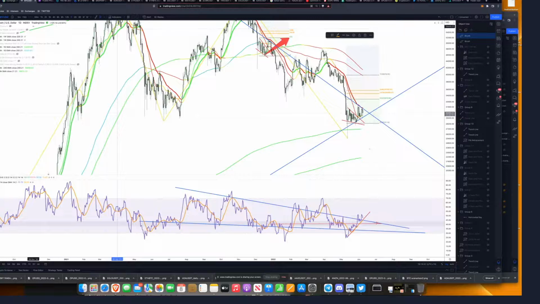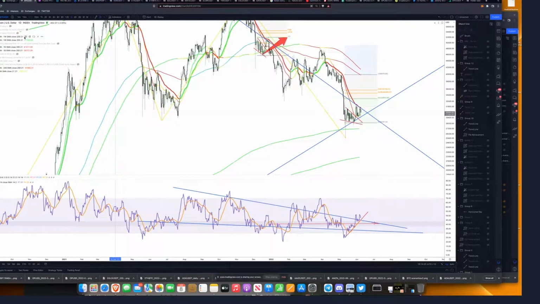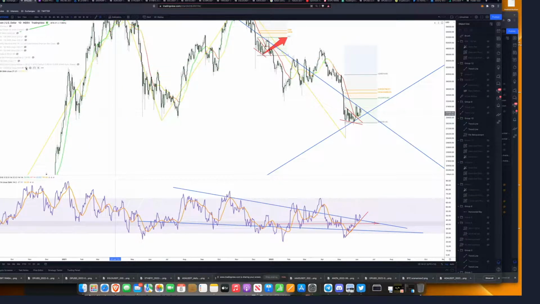All right. Clear it up. I'm going to clear up all these moving averages. Just make it basic. Get rid of that. Get rid of that.